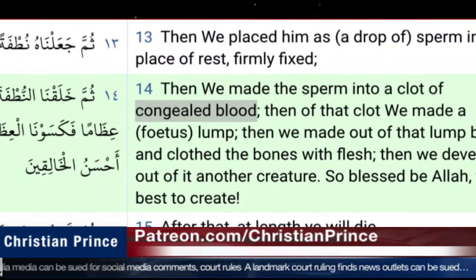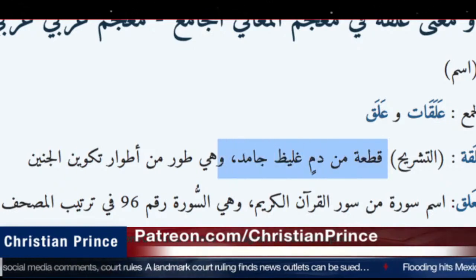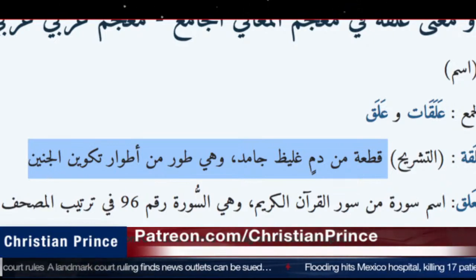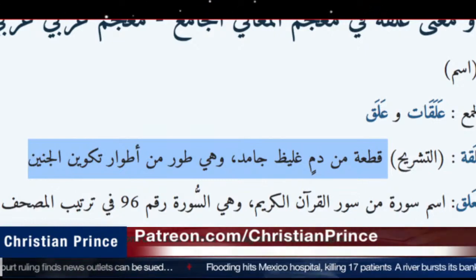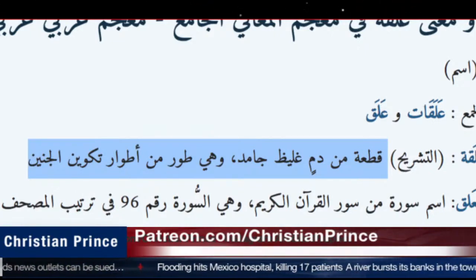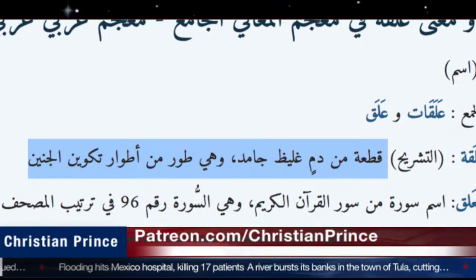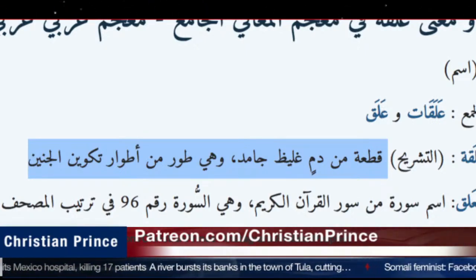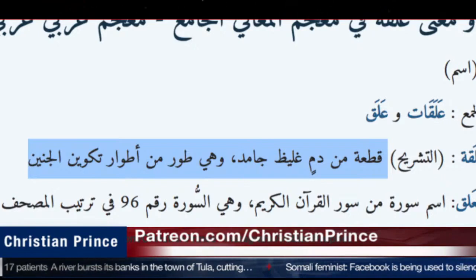Read carefully with me. It says, علقة قطعة من الدم غليظ جامد وهي طور من أطوار تكوين الجنين. According to the Quran. And right away he quotes for you the verse of the Quran after it. You see it? Yeah, but it is a piece of thick blood which is solid, not liquid, and it is a stage of the baby. And he quotes for you the verse from the Quran. But you said dead, right? Blood that's like dead, right? My friend, does it say دم غليظ جامد? قطعة من دم غليظ جامد.